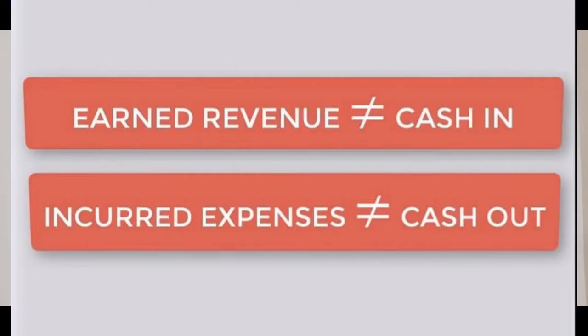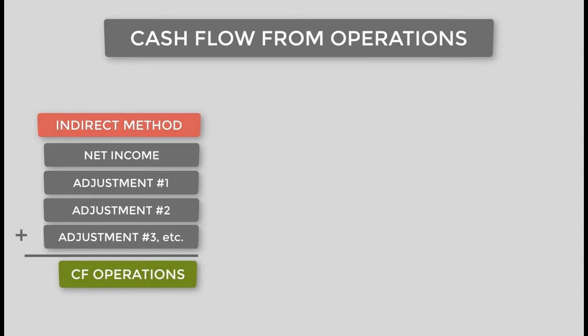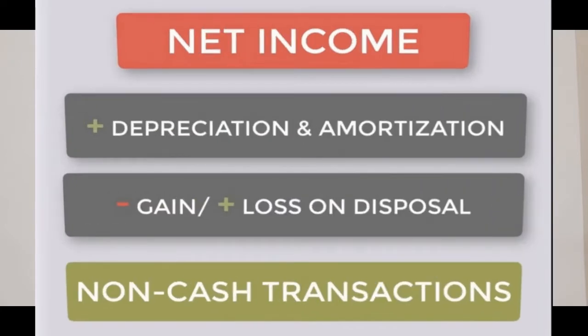We can understand the cash flow like this. As we know, net income does not equal cash because there are some non-cash items also. So there are two methods to calculate the cash from operating activities: the direct method and the indirect method. First, let's talk about the indirect method. When we add back the non-cash items to the net income and arrive at the cash from operating activities, that is called the indirect method.